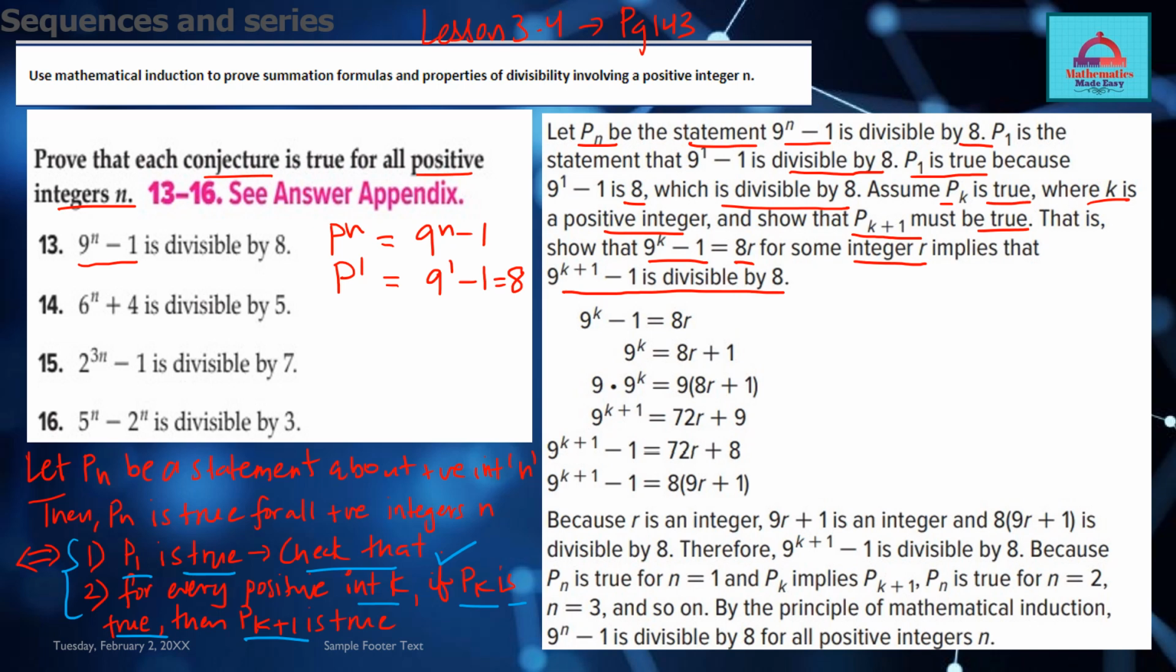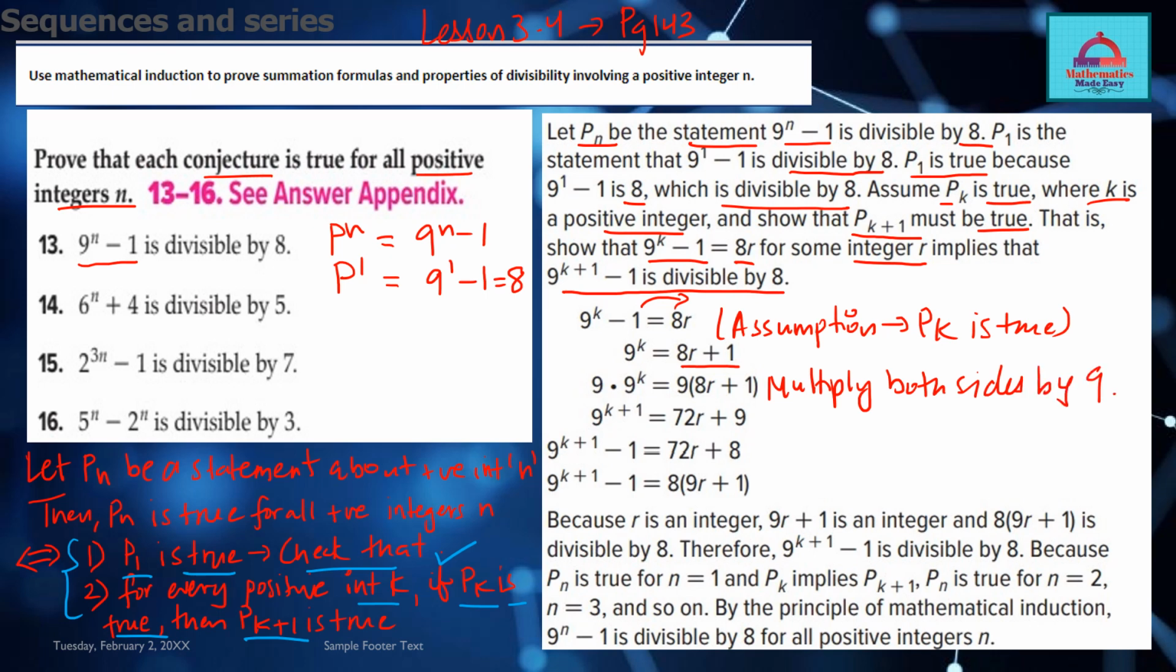So 9 to the power k minus 1 equals 8r. This is the assumption that Pk is true. Now you can write 9 to the power k as, you just move the 1 to the other side, 8r plus 1. Now you multiply both sides by 9. And if the question is coming to your mind that why I am doing so, then your answer is because I want something which is something to the power k plus 1.